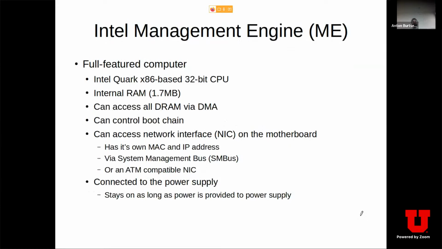It's a full-featured core, which is called Intel Core. A couple of years ago, at least, that was the implementation. It's x86 Intel Core, 32-bit, right? It has its own internal memory, 1.7 megabytes, but it can also access the DRAM of the main machine through a DMA, Direct Memory Access Engine. And it can control the boot chain. Moreover, it can access the network interface on many of the motherboards.